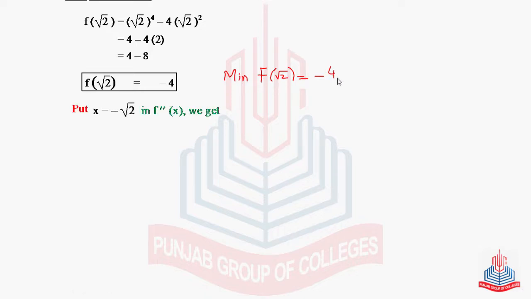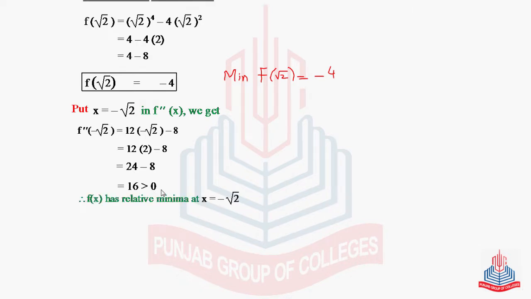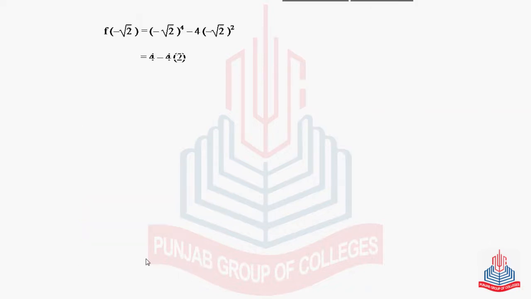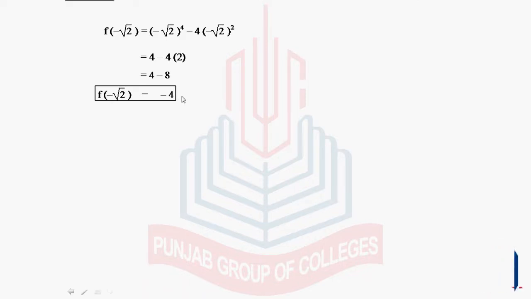And the third and the last value of x was minus square root 2. Again put in the second derivative: 24 minus 8, which is 16, greater than 0. So f of x has a relative minima at x is equal to minus square root 2. And for the minimum value of the function, put x is equal to minus square root 2 in our given function, x^4 minus 4x^2, and by simplifying that will return minus 4. So again we have a minimum value of the function, which is minus 4.